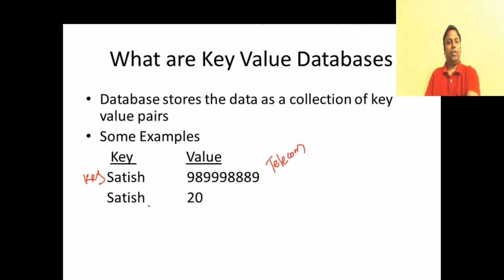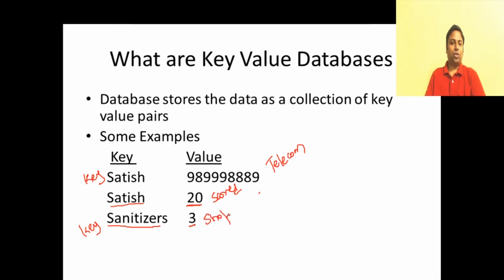And again, I have given one more example. Here Satish is the key, and this can be the score. So in online multiplayer games, you're going to have the key and then the value for the players. Again, here we're talking about the product, which is the key, and then the value for the product. You see such a scenario in shopping carts, right? You have products and then you have values. So that becomes a key value pair.